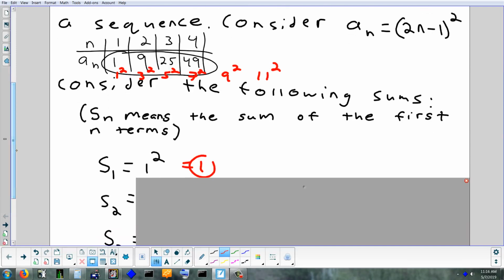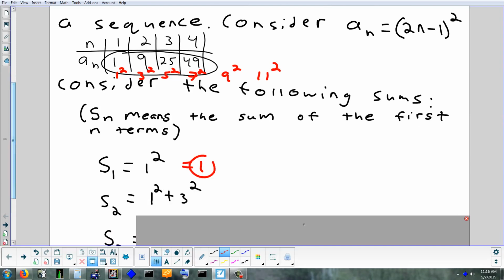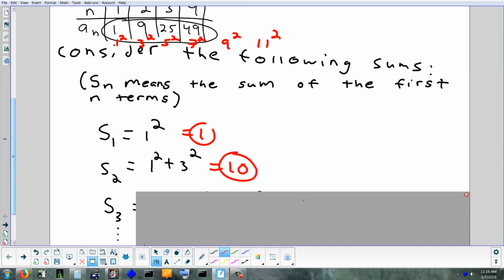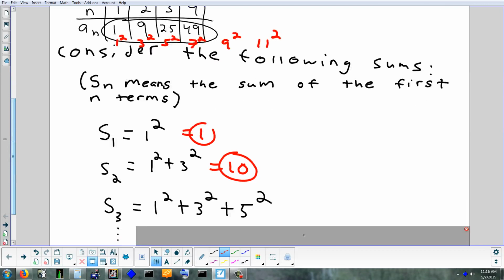S sub 2 means to add up the first two terms in that sequence. What do you get if you add up the first two terms? 10. You get 1 squared plus 3 squared, which is 1 plus 9, or 10. Okay. What do you get if you add up the first three terms? How much? 35. Yep, you get 1 squared plus 3 squared plus 5 squared. That's 35.